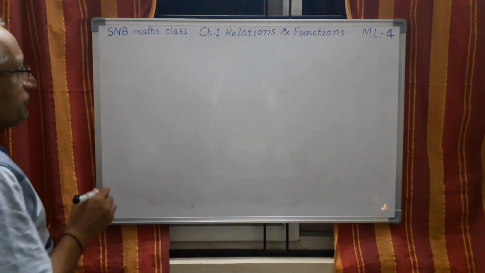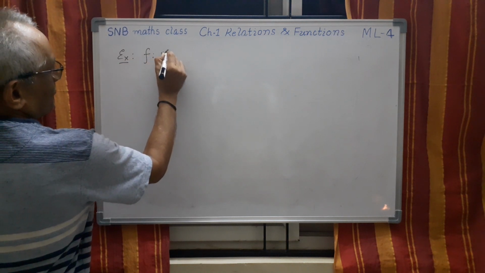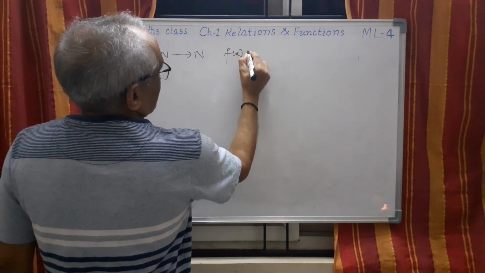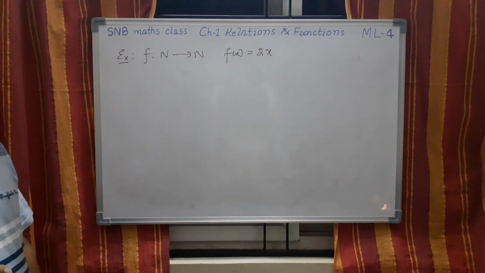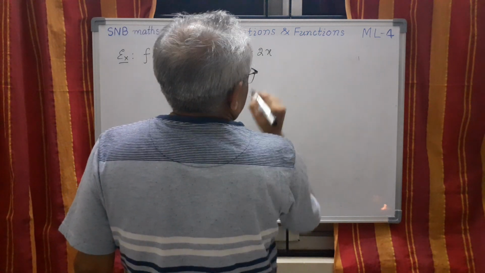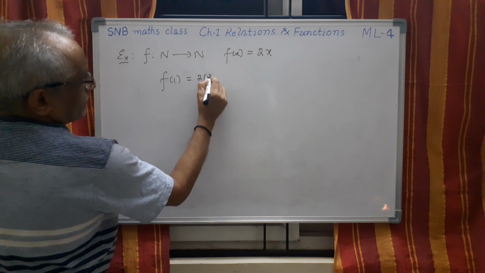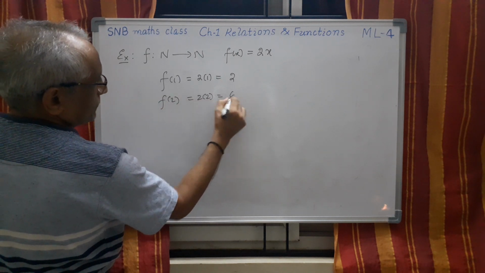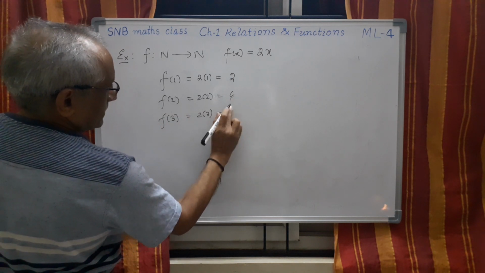Now, let us take a few examples. Say, f is a function from N to N. I will take N only. f of x equal to 2x. Is it onto? So, let us check. f of 1 will go to 2 into 1, 2. f of 2 will go to 2 into 2, that is 4. f of 3 will go to 2 into 3, that is 6.